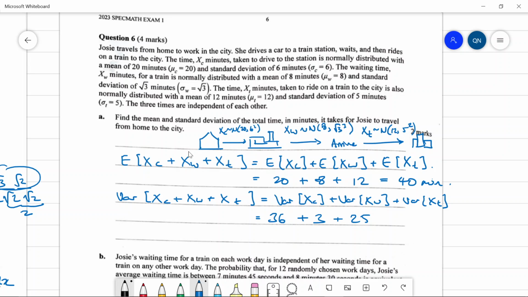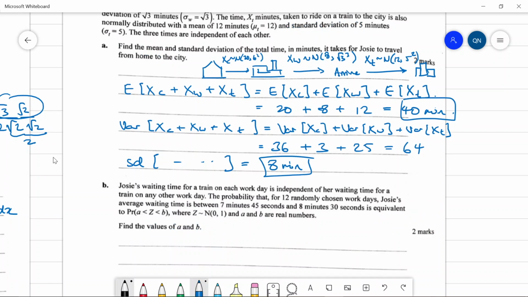Okay, so what's that going to be? 36 plus 3 is 39. What's 39 plus 25? Well, 40 plus 25 is 65, so one less than that is 64. So that means that standard deviation of the sum over here is going to be equal to 8. So 8 minutes. So those are our answers.